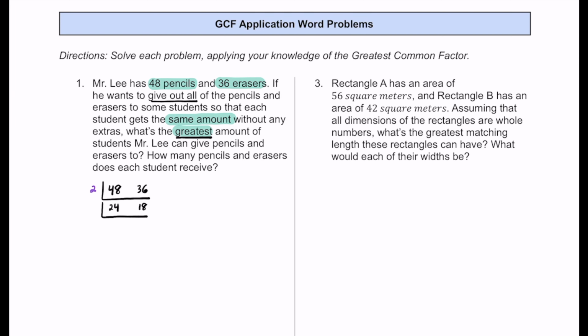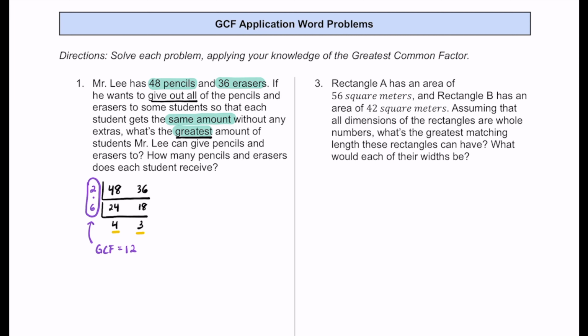Then for 24 and 18, you could use 2 again, but I do notice here that they have 6 in common, also 3 and 2, but I'm going to just use 6 at this point. 6 times 4 is 24, and then 6 times 3 is equal to 18. And I think 4 and 3 are now relatively prime. Their GCF is 1, so we can stop over there. And that means this 2 times 6 on the side here is going to tell us what our GCF or greatest common factor is. So this 2 times 6 is going to equal 12, so the GCF is equal to 12.